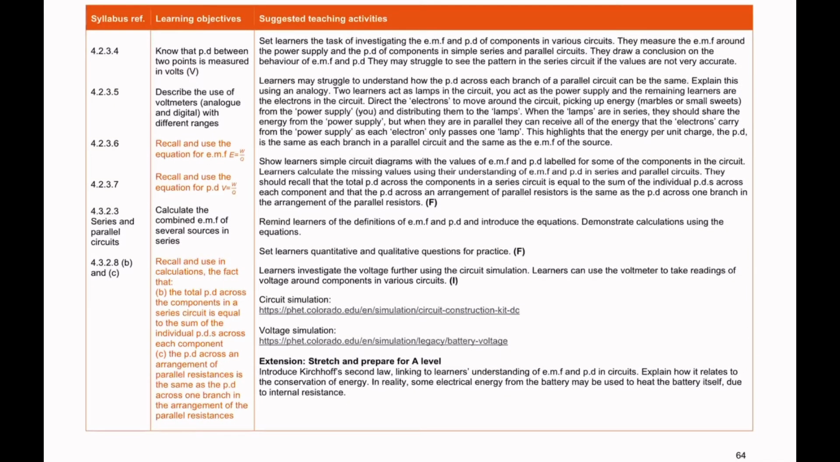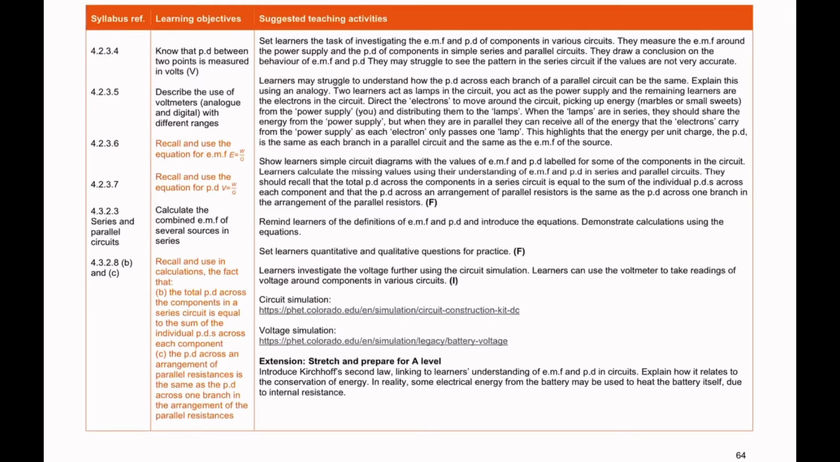Describe the use of voltmeters, analog and digital, with different ranges. Recall and use the equation for EMF: E is equal to W upon Q. Recall and use the equation for PD: voltage, V is equal to W upon Q.